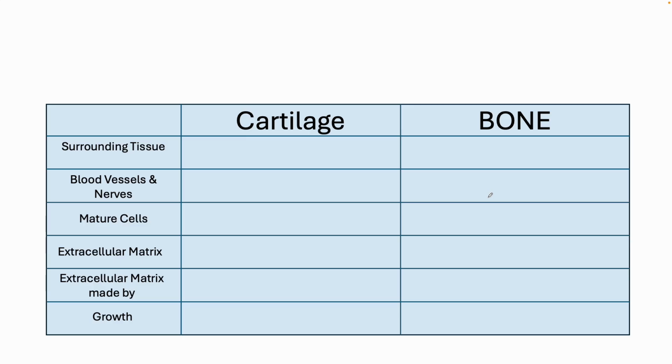All right, so let's compare cartilage and bone. The surrounding tissue in cartilage is known as the perichondrium, while in bone it's known as the periosteum. Blood vessels and nerves, cartilage has neither, while bone has both. Mature cells are known as chondrocytes that are found within the lacunae. The bone has the osteocytes that are also found within the lacunae.